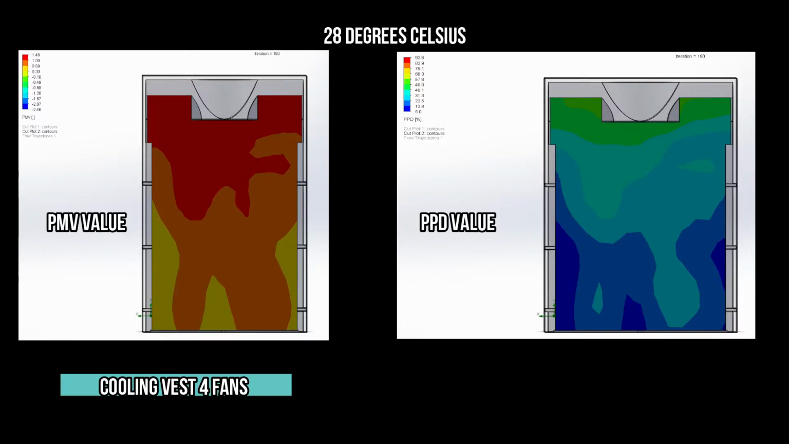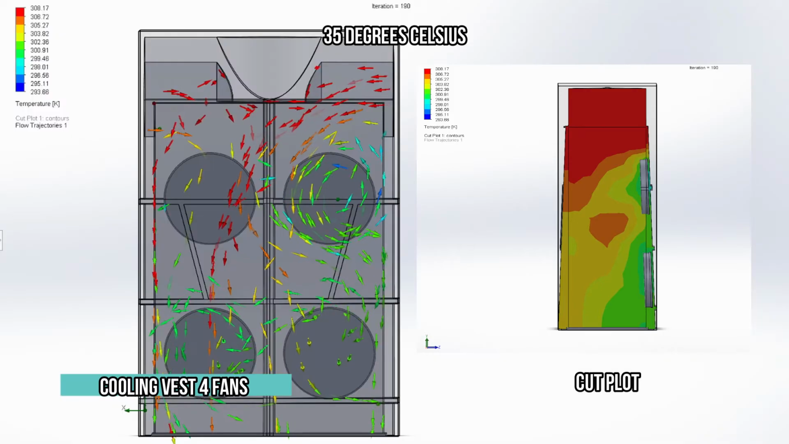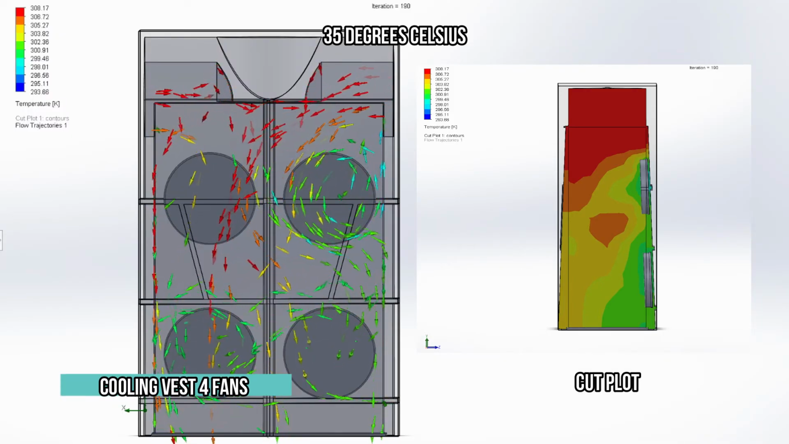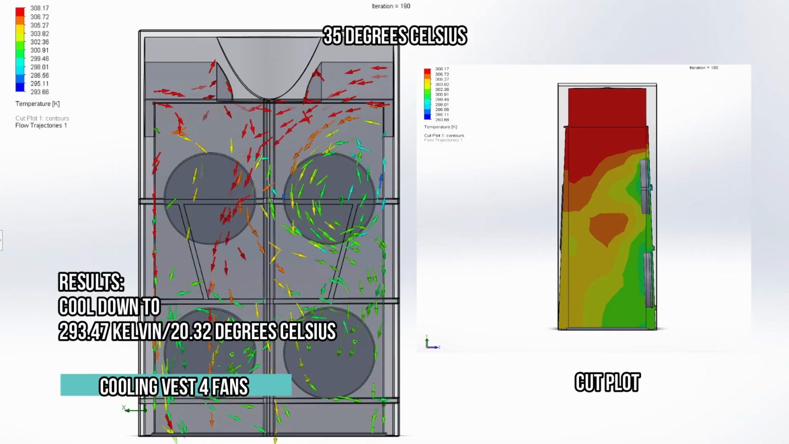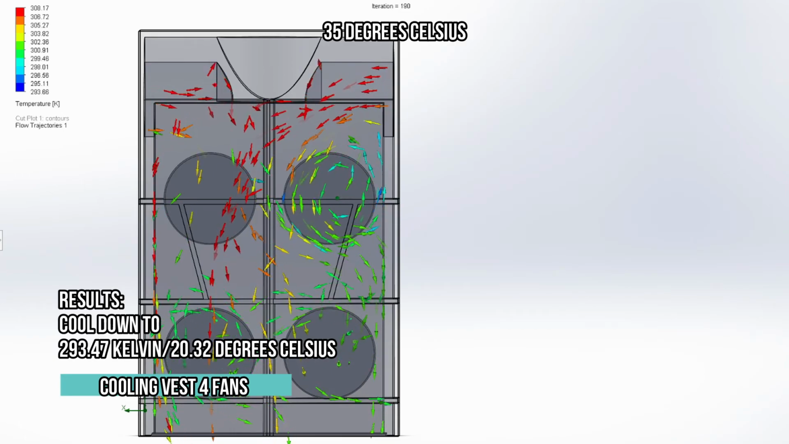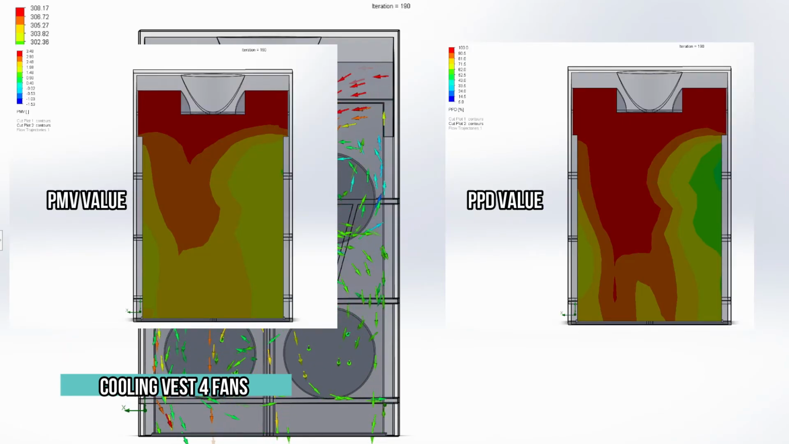Now, on to the 35 degrees Celsius. This is the preview of the airflow and the cut plot. It was able to cool down to 293.47 Kelvin or 20.32 degrees Celsius. This is the PMV and PPD value.